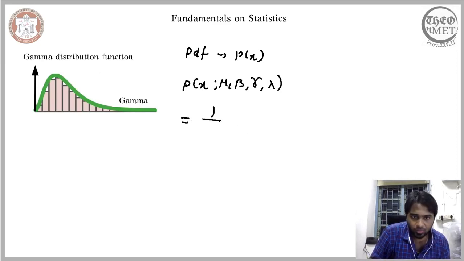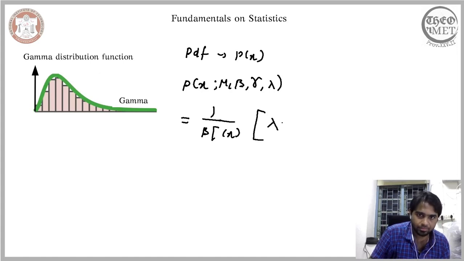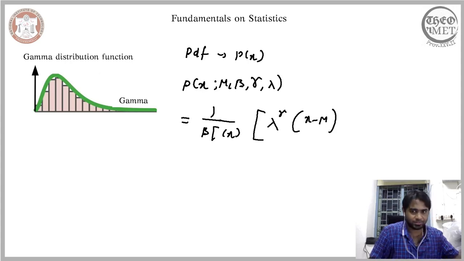So the comprehensive expression for the PDF of the gamma distribution is of this form: 1 by beta, and we have this gamma function in lambda, or gamma x minus mu. So it's a bit convoluted, and that's the reason I'm taking my time to write this down.